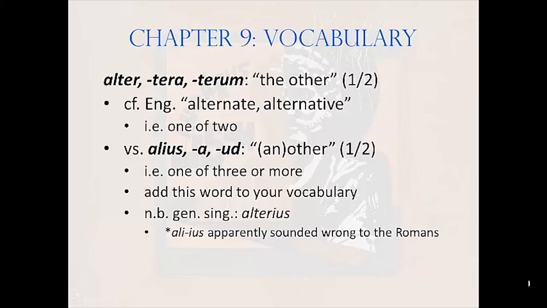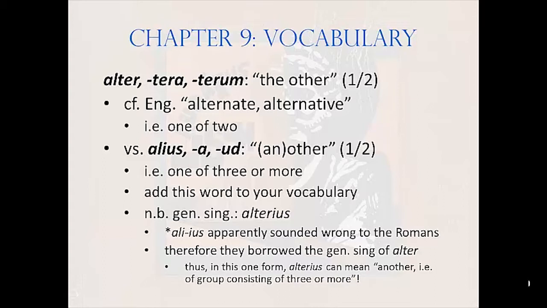However, if they did the obvious and contracted it to alius, then there was no difference between the masculine nominative singular and the genitive singular forms. Lots of potential confusion there. So they reached over to this word's close cousin, alter, and borrowed its genitive singular, alterius, with the result that alterius can mean of the other or of another, whichever the context demands.